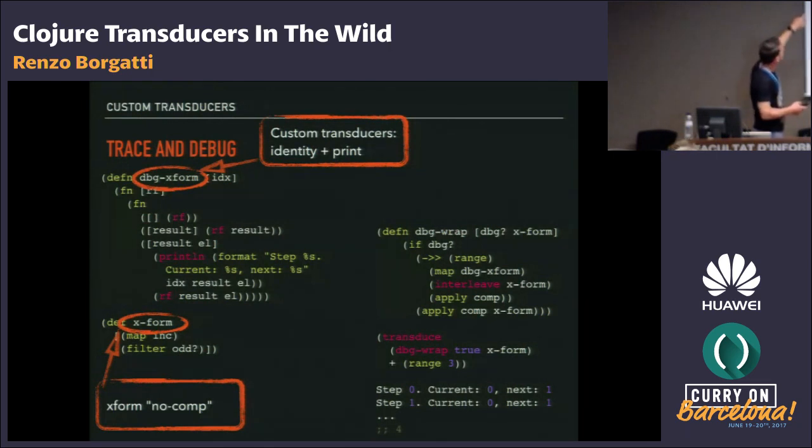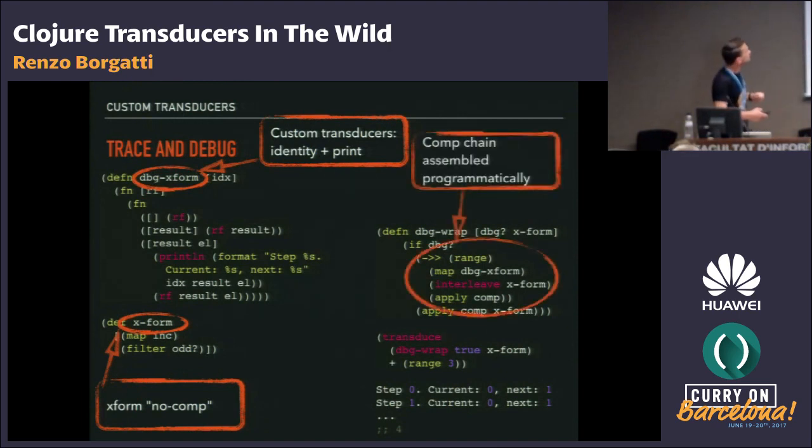And what that dbg-xform is doing is a transducer itself. It's just not one of the core ones. It's a custom transducer that can be interleaved into this list. So when each item passes through the pipeline, I can trace it. And that is happening with a wrapper that I'm showing there, where that dbg-xform is interleaved into the xform.